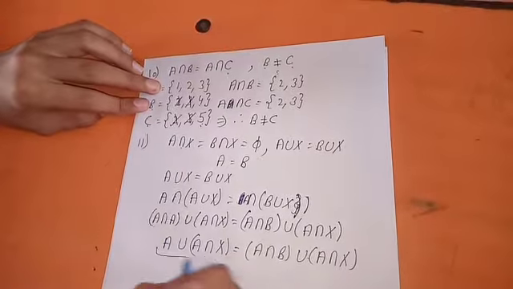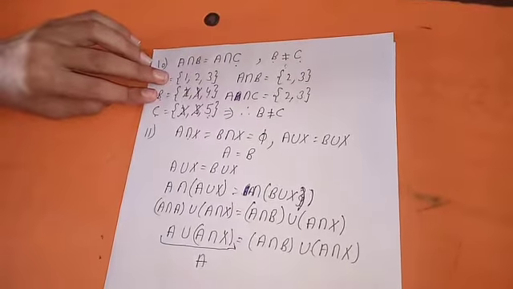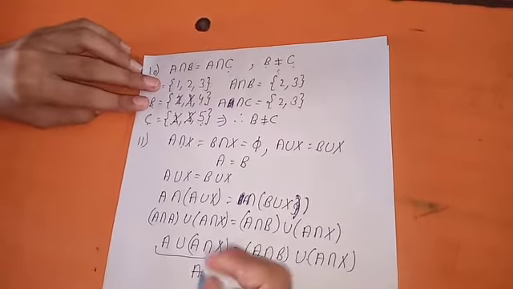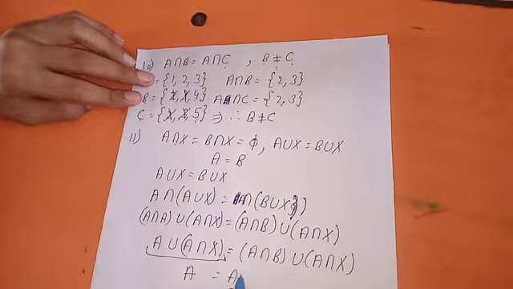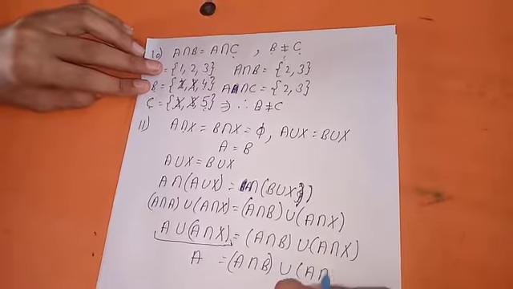So this will be what? This whole will be equal to A. Okay, you can take any example and you can understand, you will get A only. So A is equal to (A intersection B) union with (A intersection X).